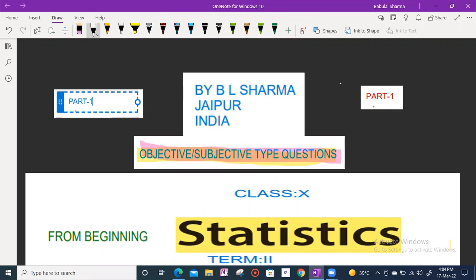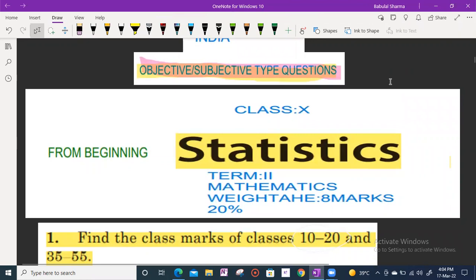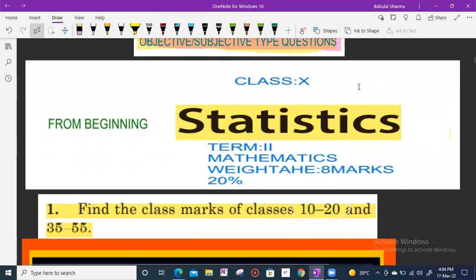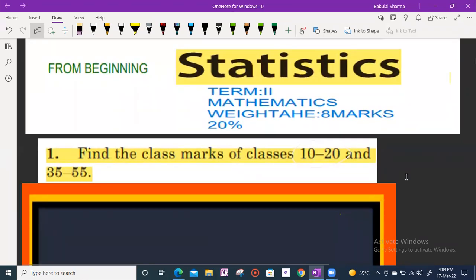Today in this class we have to discuss the chapter Statistics of class 10th Mathematics, that is part of the term 2 board examination. So in this chapter we have to start from the very beginning and do very small questions. In this chapter we shall be discussing mean, mode and median of the given data.